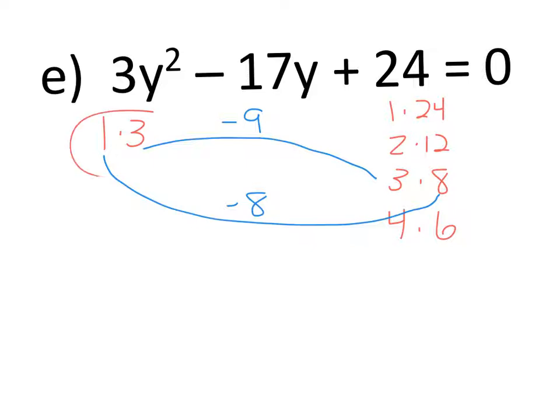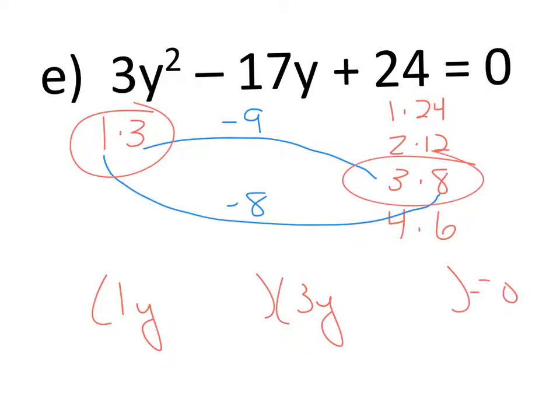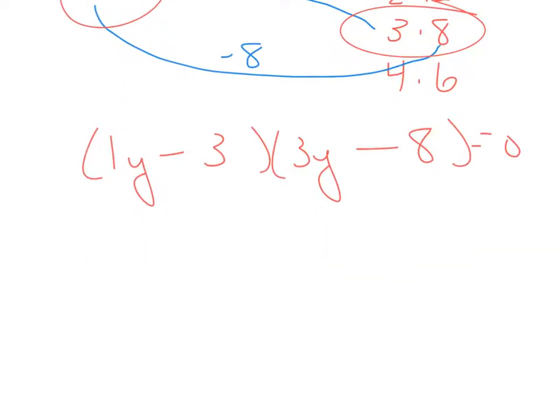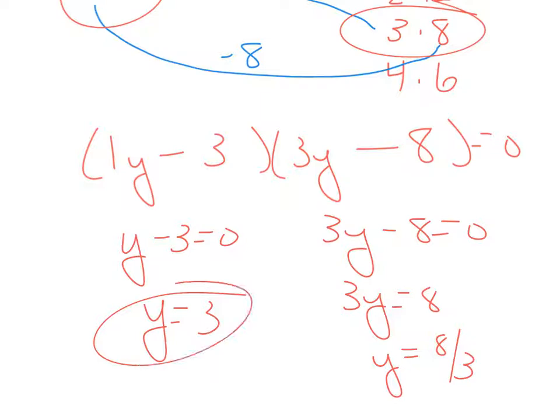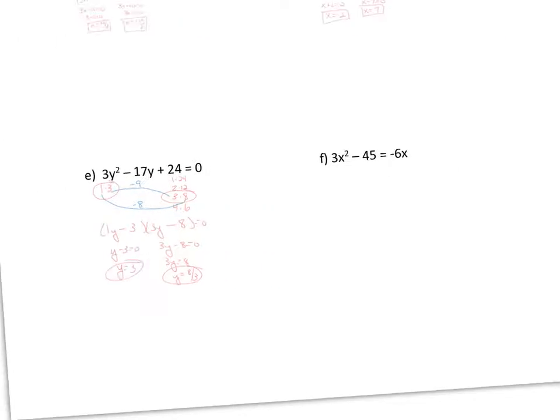All right, so we've got a 1-3 combo in front. So I got a 1y and a 3y. On the back side, I have a 3-8 combination, and we know that they're going to be negatives. Okay. All right, so now we're going to set each one equal to 0 and solve. So I've got y minus 3 equals 0. Remember, the same thing as 1y. So y will equal positive 3. On the second one here, y minus 8 equals 0. I'm going to add the 8 over and divide by 3 and get 8 thirds. So 3 and then 8 thirds are my answers.